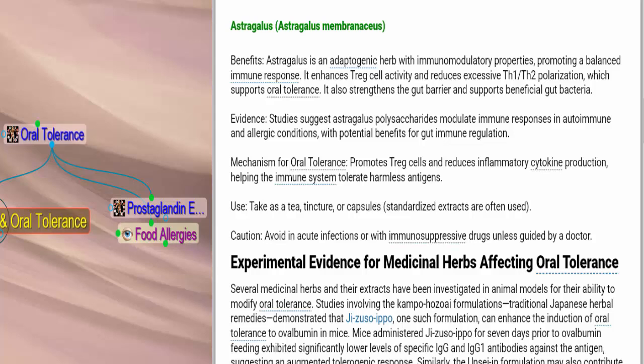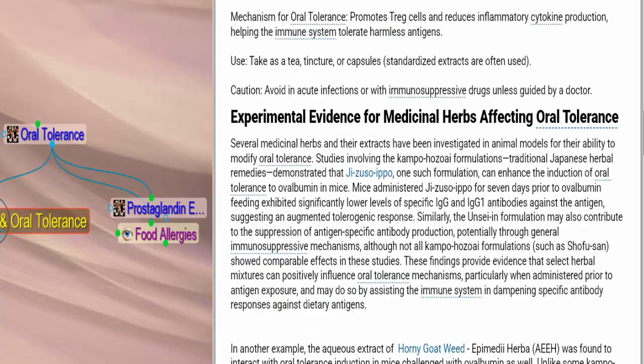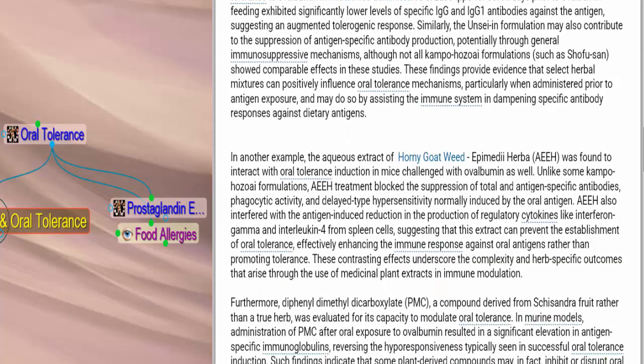And then astragalus, an adaptogenic herb with immunomodulatory properties, promoting a balanced immune response. It enhances Treg cell activity, reduces excessive Th1, Th2 polarization. We'll talk about that in a future class, by the way, which supports oral tolerance. It strengthens gut barrier and supports beneficial gut bacteria. Studies suggest that astragalus polysaccharides modulate immune responses in autoimmune and allergic conditions, with potential benefits for gut immune regulation. And then there's some experimental evidence here you guys can read through.